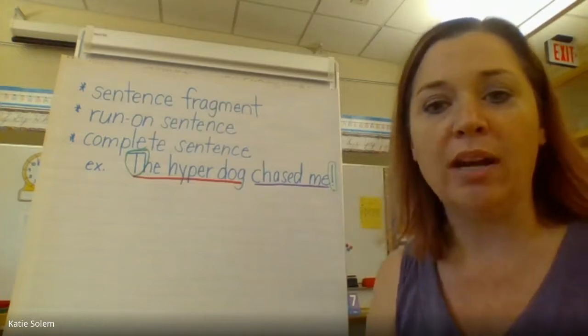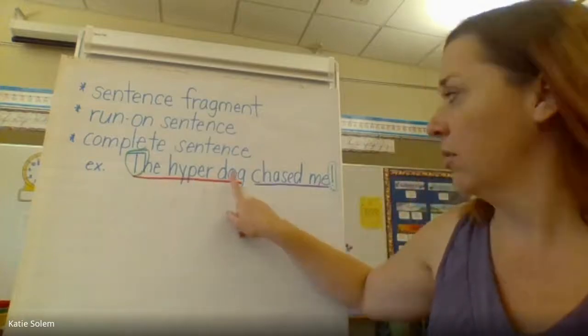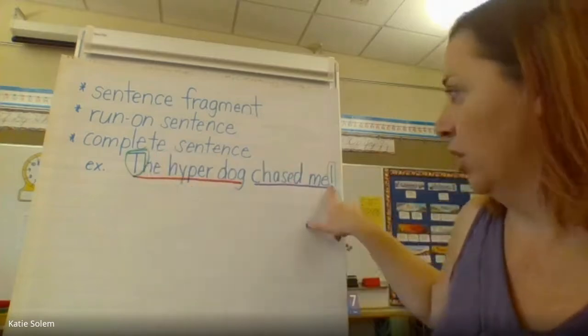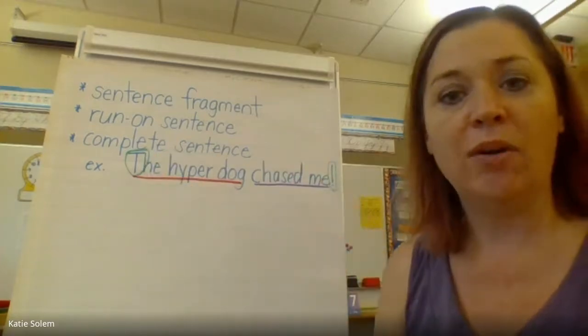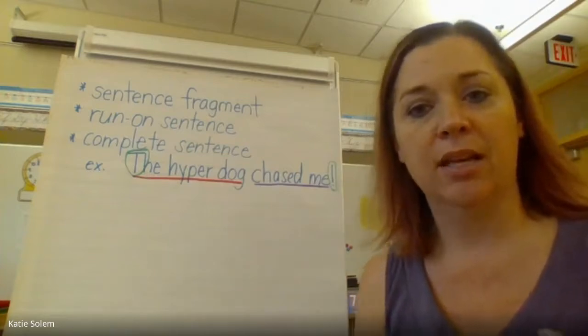So when you are writing, there's four things you need to make sure you have: the subject, the action, capital letter, punctuation. If you have all of those things, then you have a complete sentence.